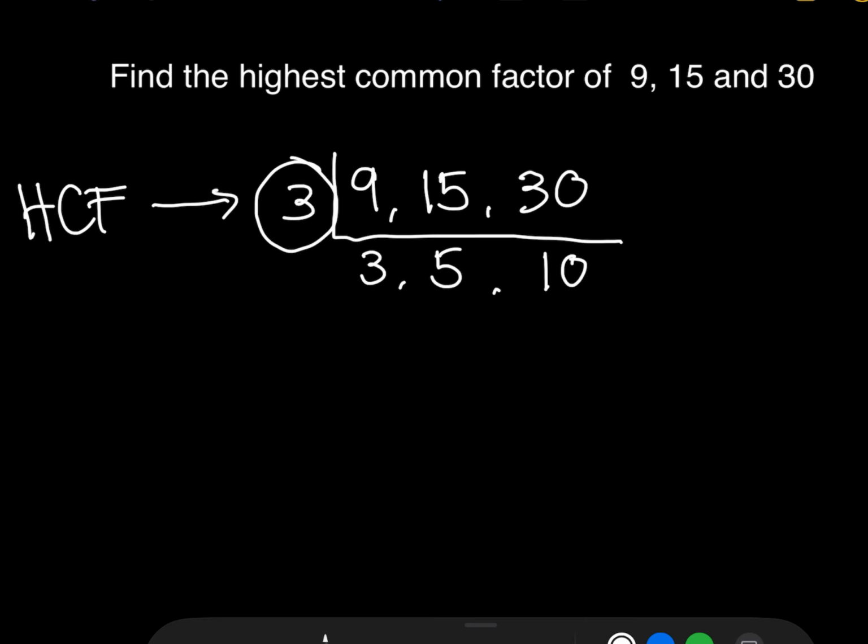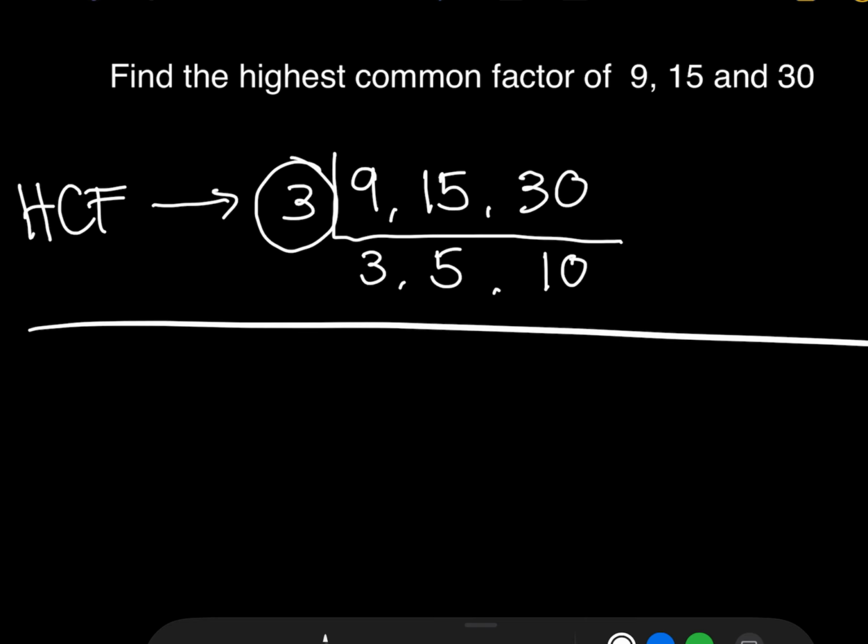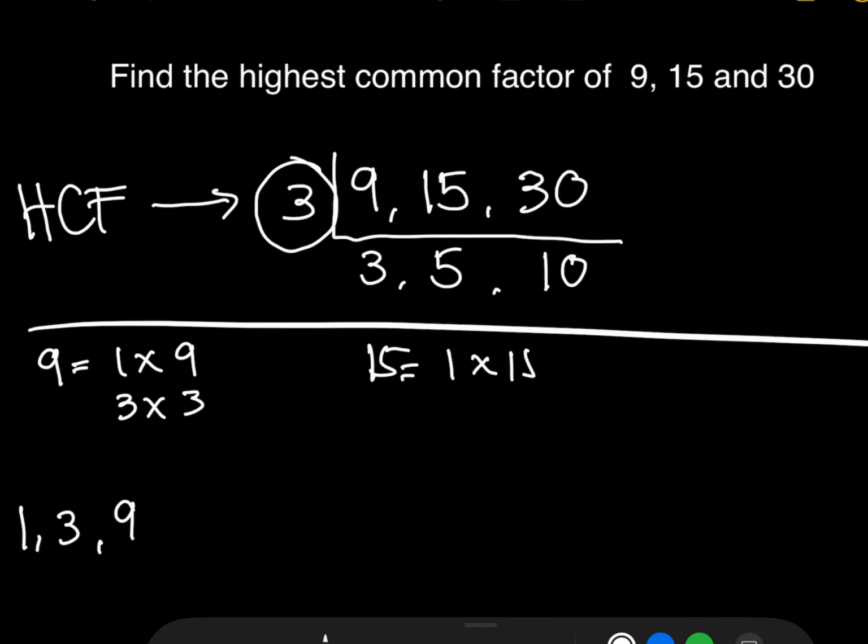Let's try to do the first way that I showed you. For 9, the factors are 1 times 9 and 3 times 3. So the factors of 9 are 1, 3, and 9. While for 15, the factors are 1 times 15, 3 times 5. So the factors of 15 are 1, 3, 5, and 15.